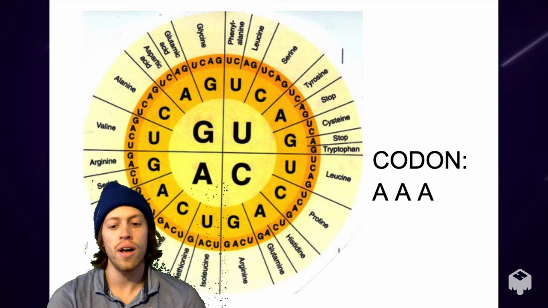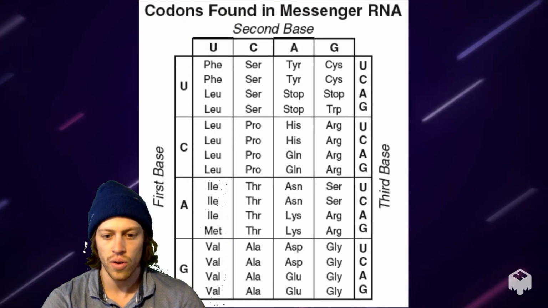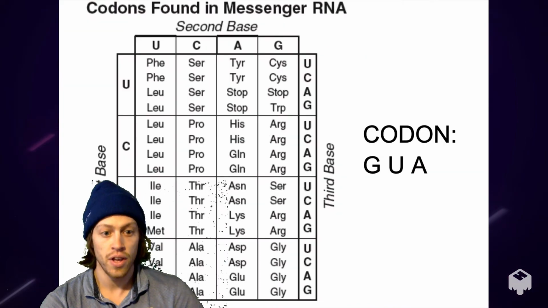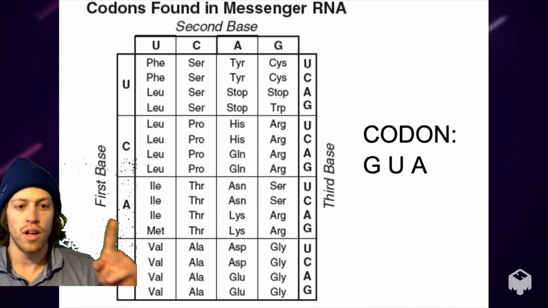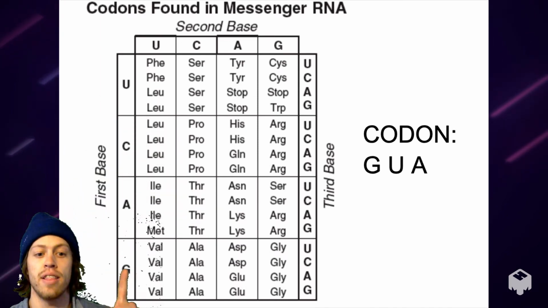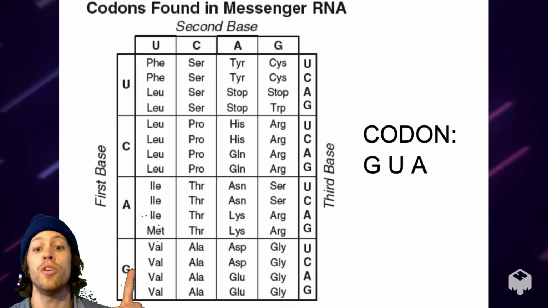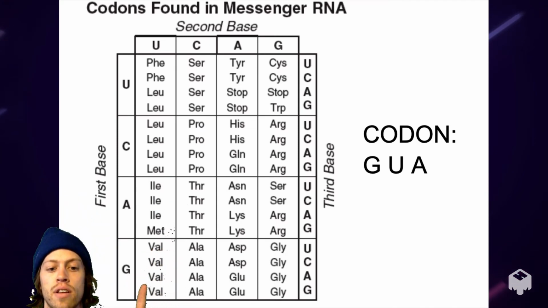The other one works similar, the box. So let's do a couple examples of those. So we got the codon GUA. We find our first nucleotide here, G. Then we got to find our second one, U. So we find the U up here. We know it's going to be in this box.